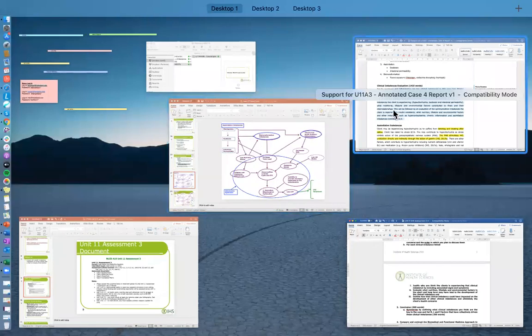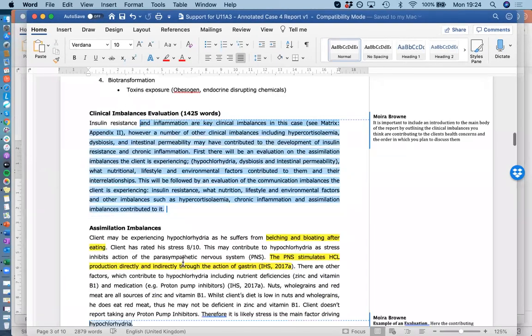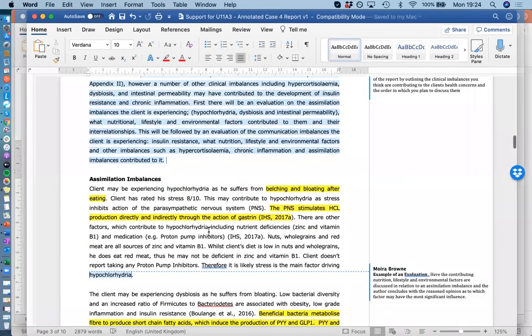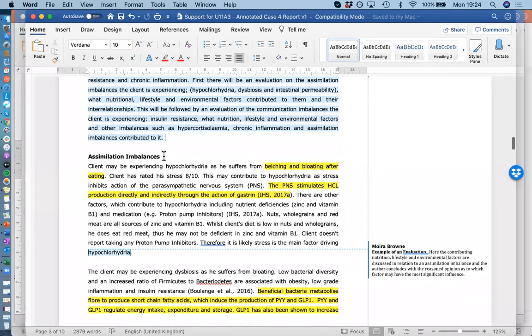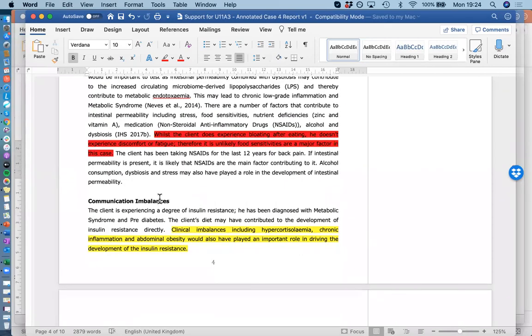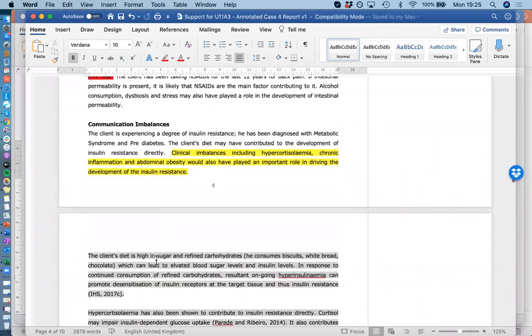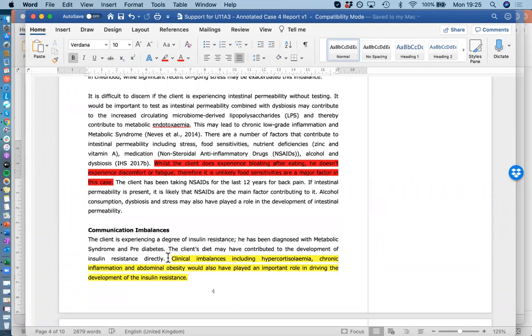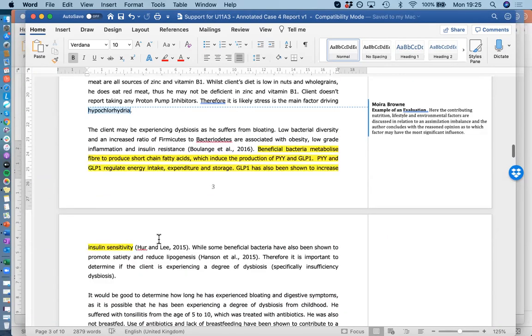I'm just going to show you some examples here. Again, you'll have already practiced doing this through doing the presentation, but this will hopefully give you an idea of the level that we're looking for in the assessment. So here is the clinical imbalances evaluation, the introduction piece. Then we've broken it down into assimilation imbalances, communication, and then immune, and then there's a conclusion. You could have a section called energy imbalances, discussing mitochondrial dysfunction, and also biotransformation and elimination imbalances. If I just come back up here.